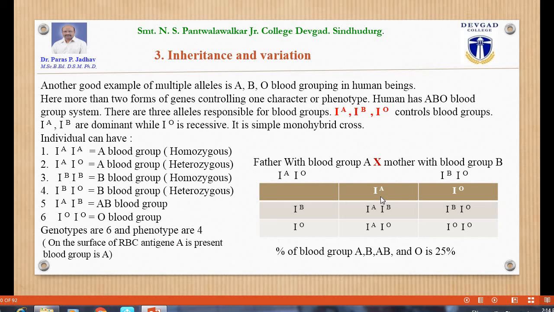Male gamete containing IA gene unites with female gamete containing IO, the resultant offspring shows IA, IO genotype and the blood group is A. When male gamete containing IO gene unites with female gamete containing IO gene, the resultant offspring shows IO, IO and the offspring is with O blood group. So percentage of blood group A, B, AB and O is 25 each.